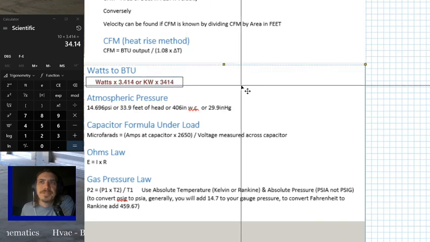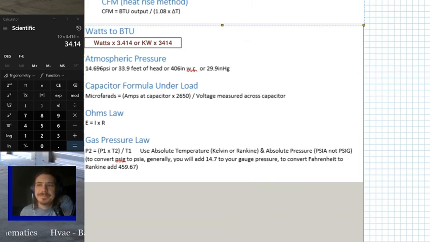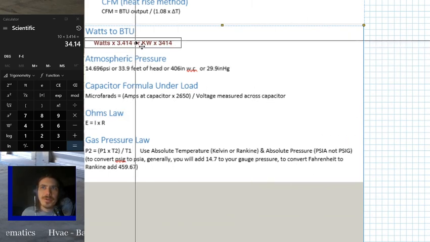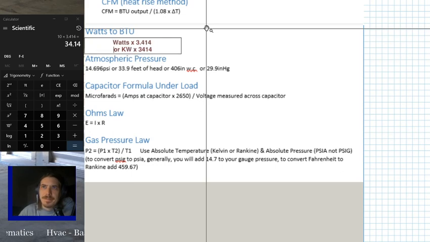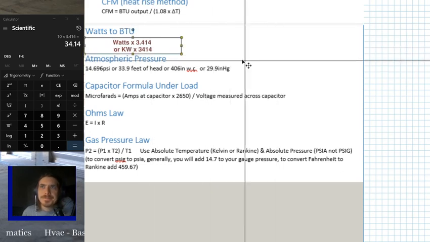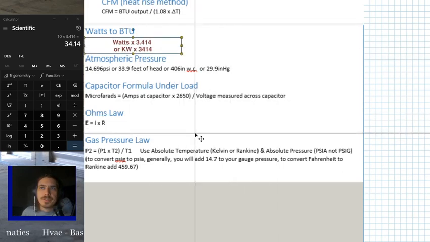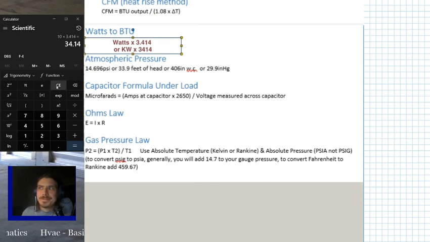All right, so try this again. Now with our fixed method here, watts times 3.414, kW times 3414. So kW again, 10 kW times 3414, 34,140 BTUs. So a 10 kW heat kit is at 34,140 BTUs.